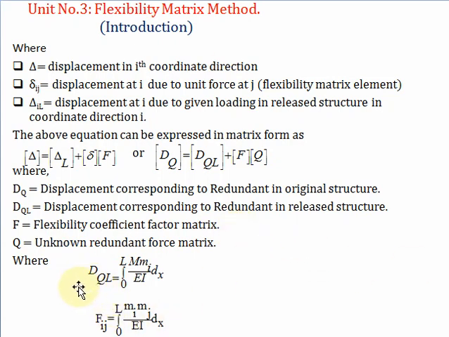Now to find out the DQL, the formula is integration 0 to L of capital M into small mi upon EI into dx. And Fij is the flexibility coefficient. Here i and j are the numbers given to the degree of static indeterminacy, or we can say the numbers given to the redundants. So integration 0 to L of mi into mj upon EI into dx is the formula to find out the flexibility.